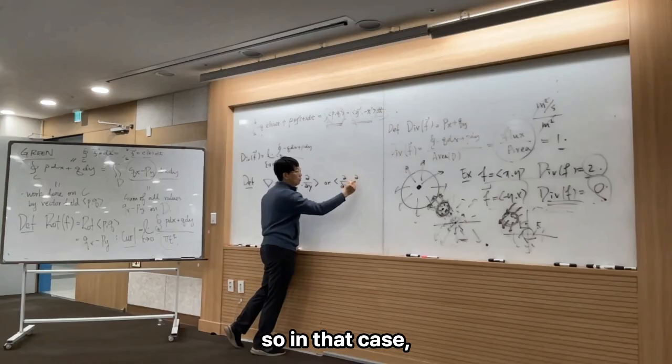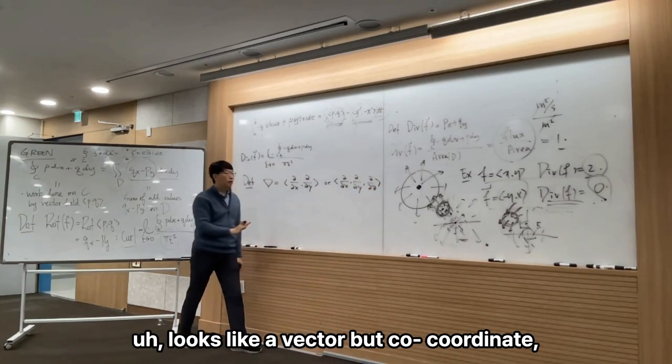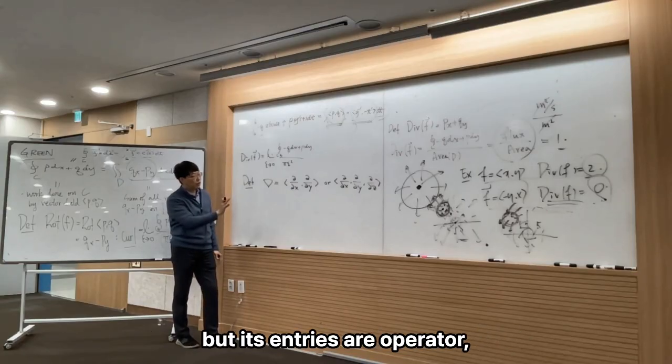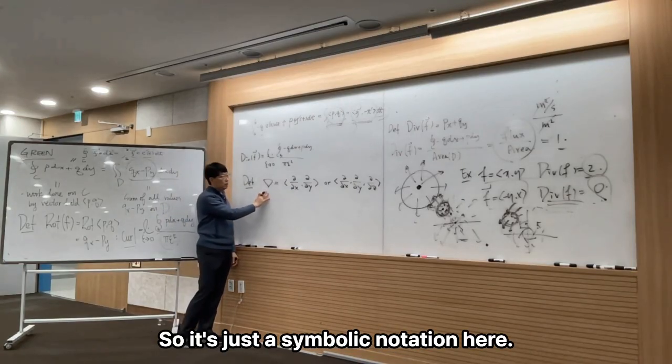In that case, we take nabla to be the operator. It looks like a vector of coordinates, but its entries are operators, not numbers. So it's just a symbolic notation here.